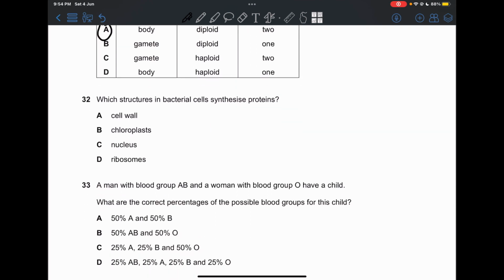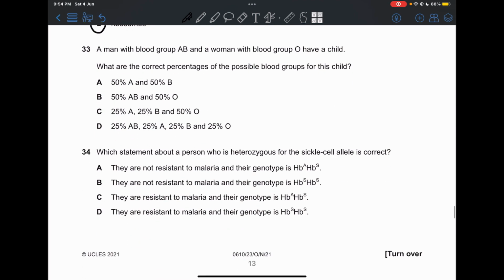32, which structures in bacterial cells synthesize protein? Now we know that ribosomes are actually the site of protein synthesis, so that's going to be the answer.